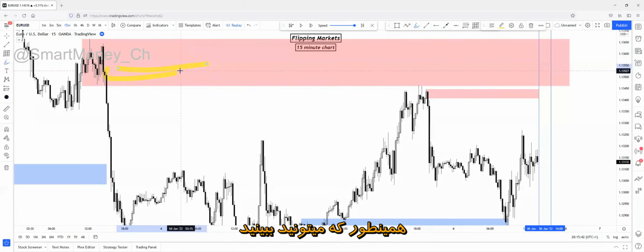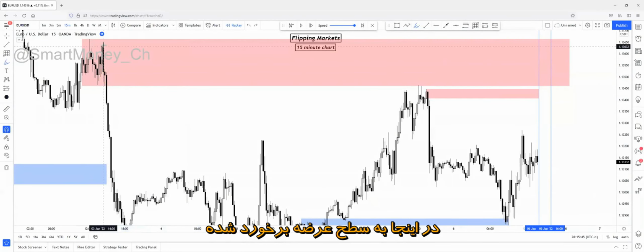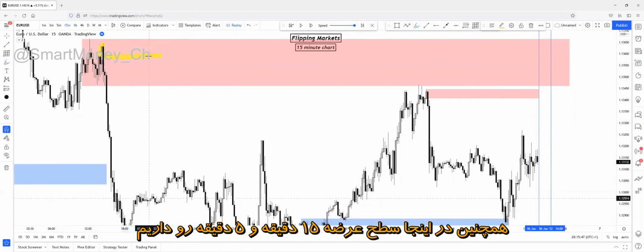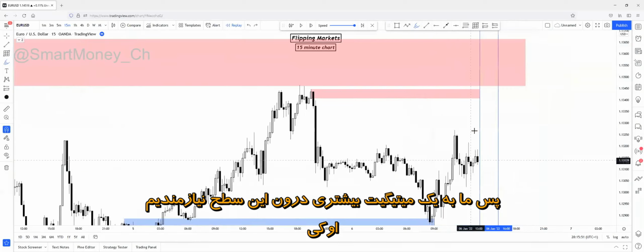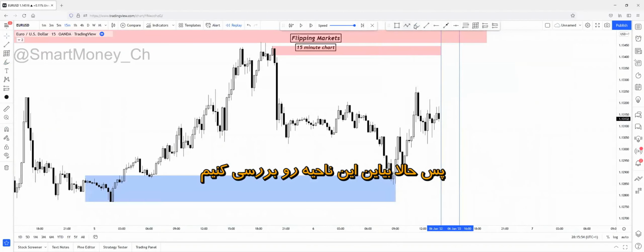As you can see, we have this supply zone right here. We will have a supply zone on the 5-minute chart. Also here, we will have a smaller supply zone on the 1-minute chart. So we need a deeper mitigation. Okay, so let's monitor this region now.